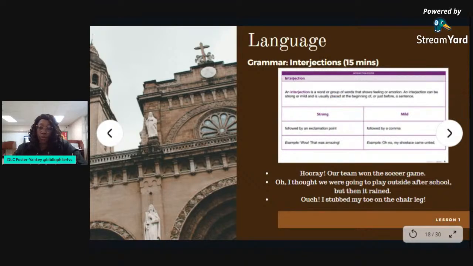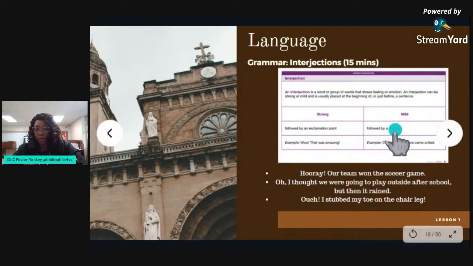Students are going to brainstorm a list of possible interjections. And then the teacher will have prepared example sentences, which I have listed here in the bottom. They're found in the advanced preparation section of the lesson. And in these sentences, students are going to identify the word or phrase in each that is an interjection. The teacher will point out the 2 types of interjections listed on the anchor chart, strong and mild, and have students read what follows each type.